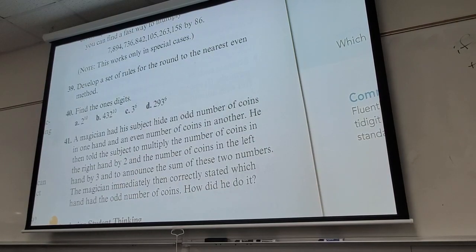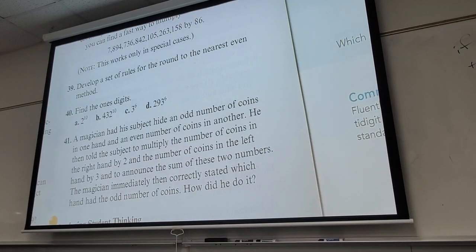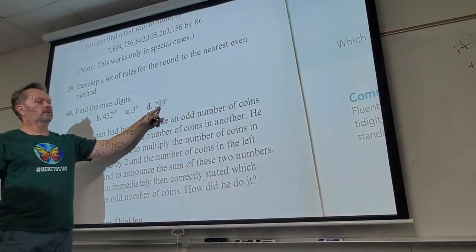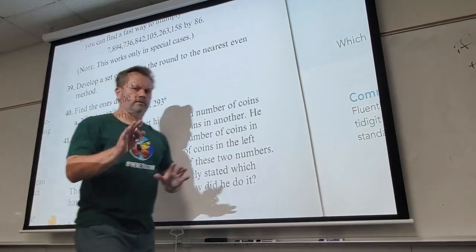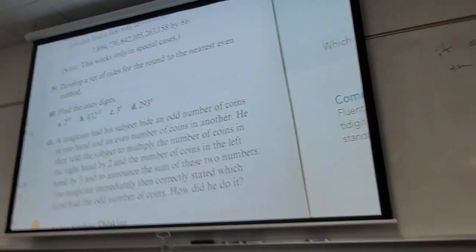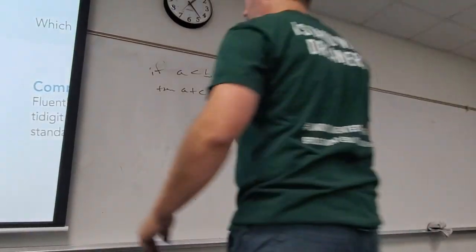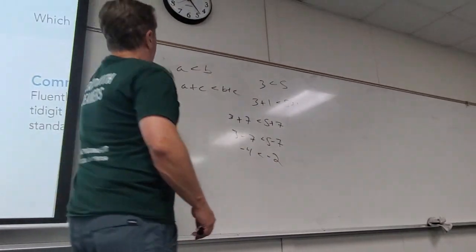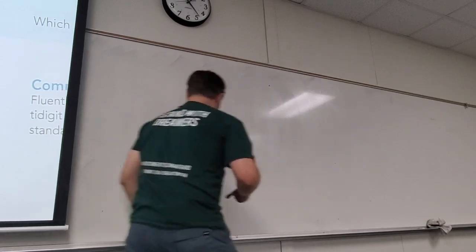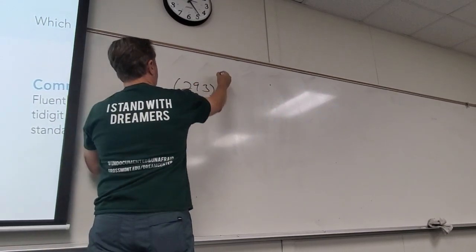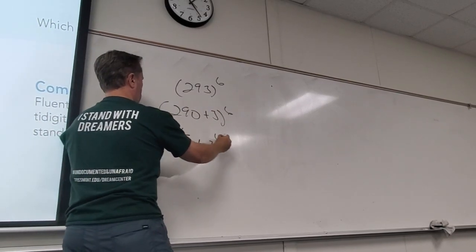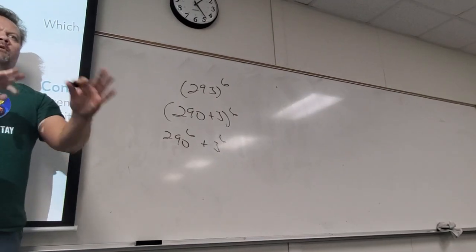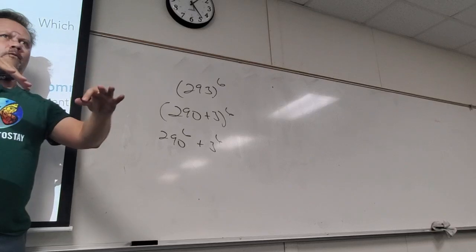I didn't necessarily look at the problem before. I just took it down. So like 290 to the 6th, and then I broke it up. So 290 to the 6th and then 3 to the 6th. Yeah, but you've got to be careful. A couple of things. If I'm looking at 293 to the 6th, you are not allowed to do something like this. Right? So that's what I'm concerned about, is did you make it clear that's not what's happening?